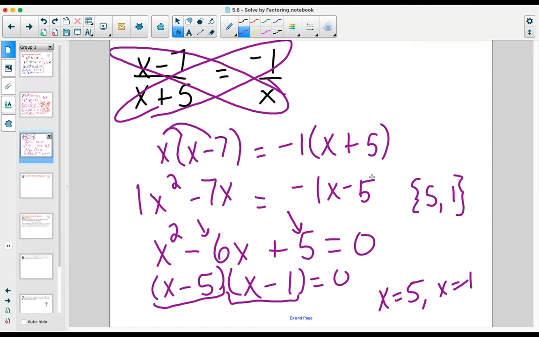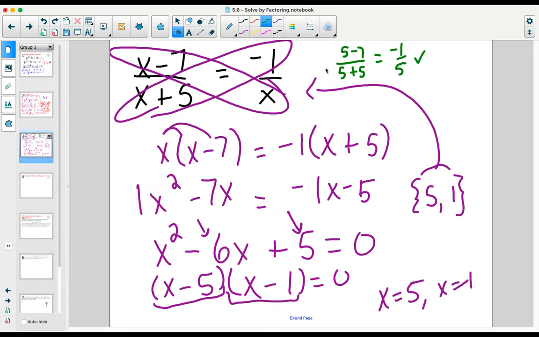It's never a bad idea, especially in these kind of equations, to take these answers back and check them to make sure that they work. In the case of 5, subbing a 5 in, we would have 5 minus 7 over 5 plus 5 equals negative 1 over 5. And that checks because the left-hand side makes negative 2 over 10, which is the same as negative 1 over 5. And if we were to check the other answer, we'll say 1 minus 7 over 1 plus 5 equals negative 1 over 1. And this is negative 6 over 6, which is the same as that. And that's also a check.